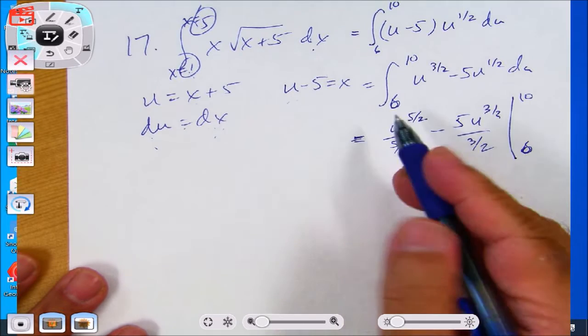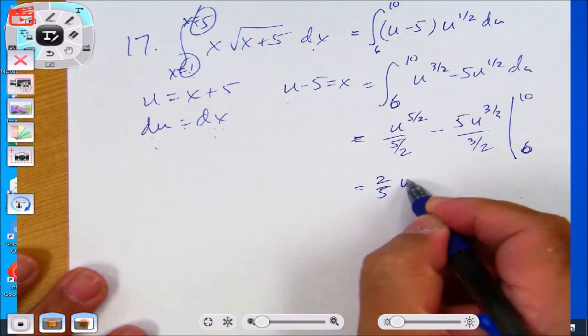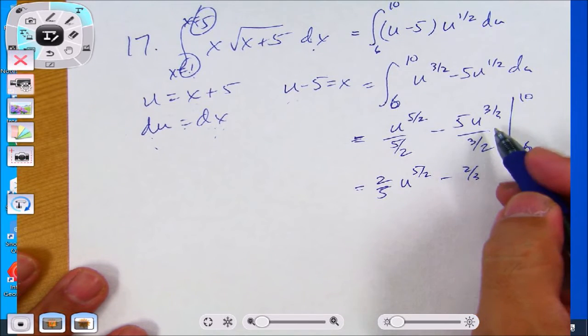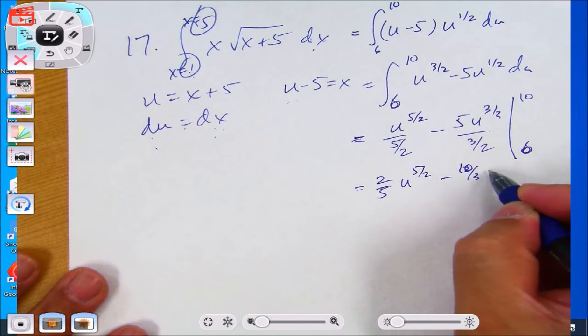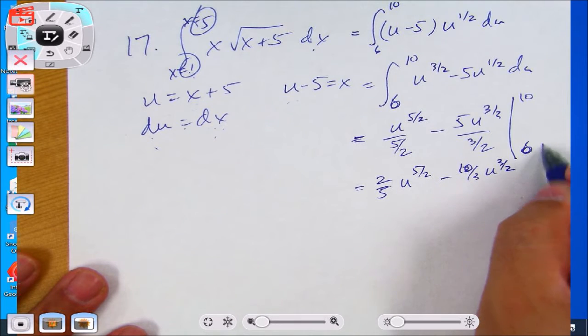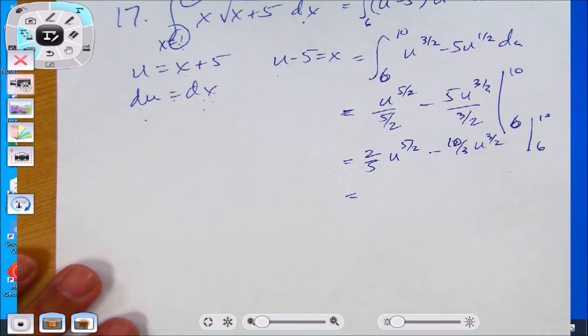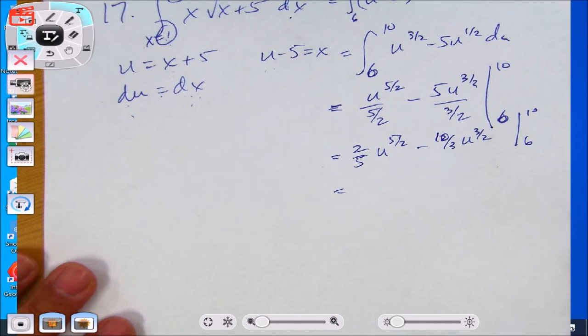Alright, anyways, so let's clean that up a little more. So it's 2/5 u to the 5 halves minus 2/3. Oops, that's not 2/3, it's 10/3, right? 10/3 u to the 3 halves, taking that from 6 to 10. And then you go, I hope to God this is a calculator question.